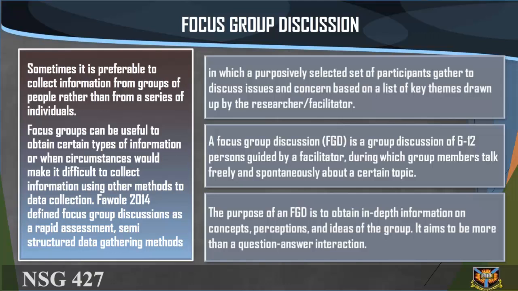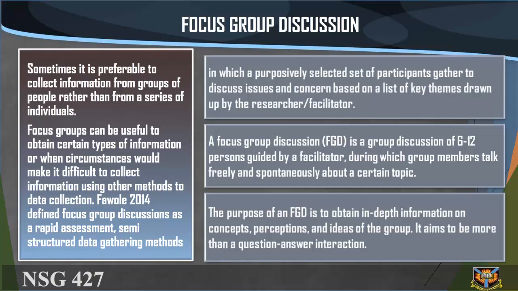Fawole 2014 defined focus group discussions as a rapid assessment, semi-structured data gathering method in which a purposefully selected set of participants gather to discuss issues and concerns based on a list of key themes drawn up by the researcher and/or facilitator. A focus group discussion (FGD) is a group discussion of 6 to 12 persons guided by a facilitator, during which group members talk freely and spontaneously about a certain topic.